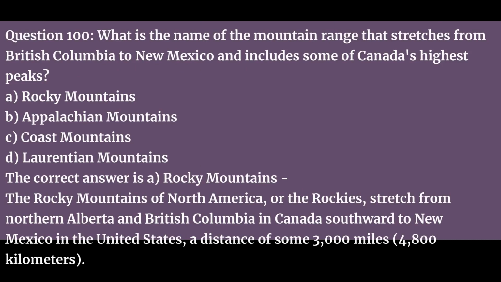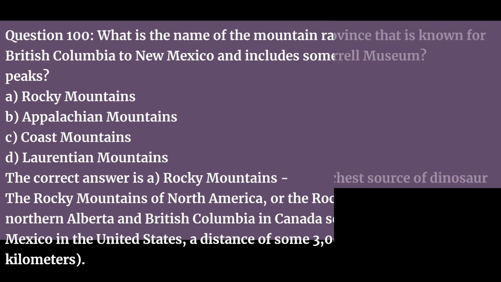Question 100. What is the name of the mountain range that stretches from British Columbia to New Mexico and includes some of Canada's highest peaks? A. Rocky Mountains. B. Appalachian Mountains. C. Coast Mountains. D. Laurentian Mountains. The correct answer is A. Rocky Mountains. The Rocky Mountains of North America, or the Rockies, stretch from northern Alberta and British Columbia in Canada southward to New Mexico in the United States, a distance of some 3,000 miles, 800 kilometers.